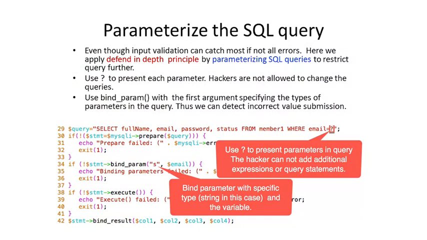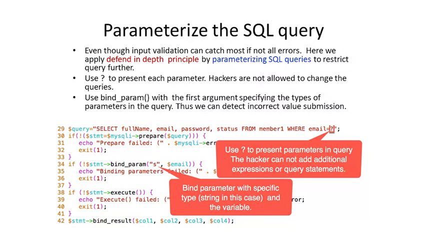Even though the input validation can catch most, if not all, of the errors, here we apply the defense in depth principle by implementing the parameterized SQL query so that we can restrict the query execution further. Here is the idea. We use the question mark symbol to represent each of the parameters in the query. Thus, we limit the number of variable inputs to the query.